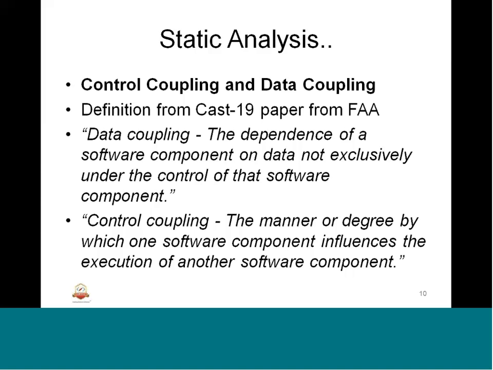And control coupling is the manner or degree by which one software component influences the execution of another software component. Basically, we analyze the various paths of the program in terms of how the control flows in the entire life of the embedded software program. That is what we do with control coupling. These two are the definitions from the CAST paper. It is from the FAA, the Federal Aviation Administration, one of the mandatory groups which qualifies or certifies avionics, airlines or aerospace software products.